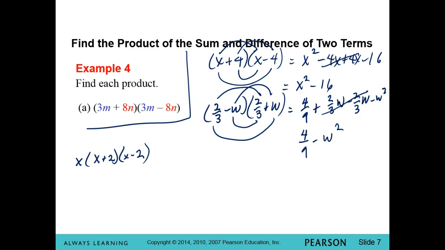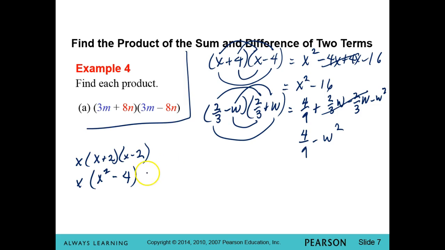You could multiply these two together, and then you have to use FOIL to multiply that answer by this one. Or, to be a little lazier about it, multiply these two first. Don't forget the x. The x is still there. X times, and what's the product of those two? X squared minus what? Minus 4. Perfect. See how much easier that was?